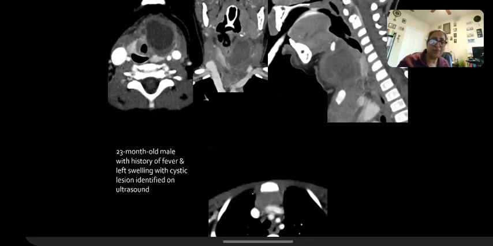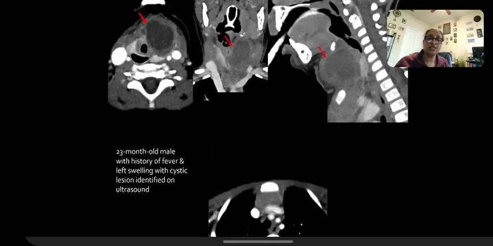So be mindful that an infected thyroglossal duct cyst can be another differential for this condition, or even a lymphatic malformation, but an infected thyroglossal duct cyst is more like a differential. So be mindful of that. Keep that in the back of your mind, especially when you see something within the strap muscle or very close to the strap muscles.